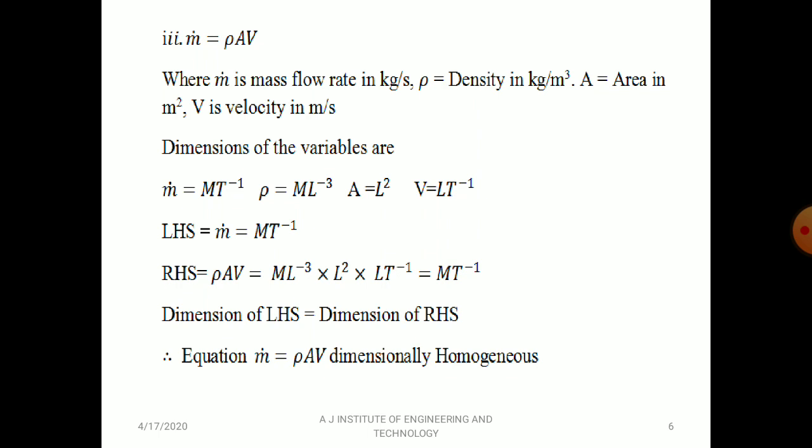Next, let's start with LHS. LHS is the m dot term, so the dimension for LHS is M T to the power minus 1. Then the dimension for RHS, rho A V: for rho it is M into L to the power minus 3, area it is L square, and velocity it is L into T to the power minus 1. Upon combining all these terms, we get M into T to the power minus 1. So we can see here LHS equals RHS. Therefore, the dimension of LHS equals the dimension of RHS, that is M into T to the power minus 1. Therefore, the equation m dot equals rho A V is dimensionally homogeneous.